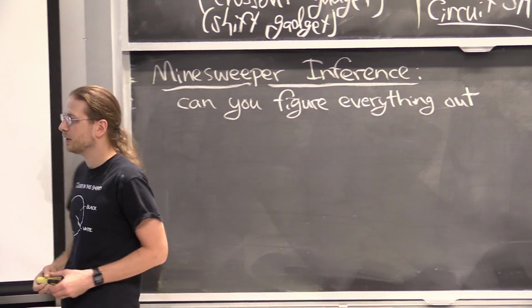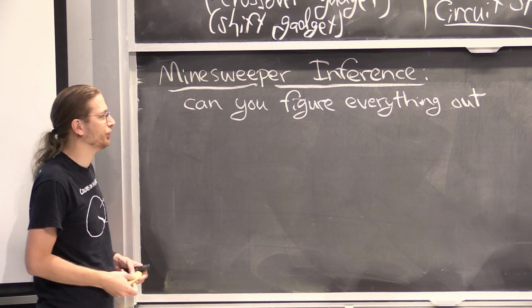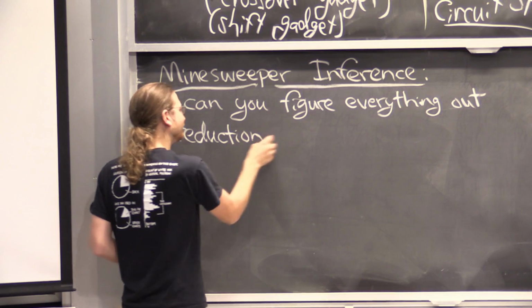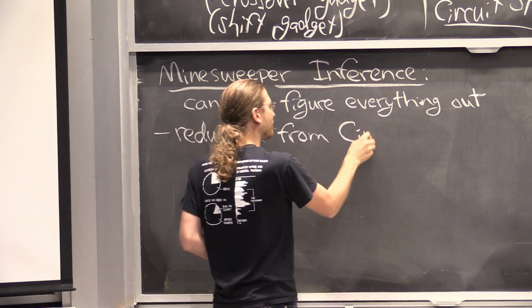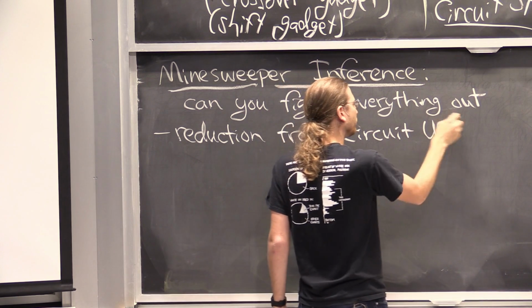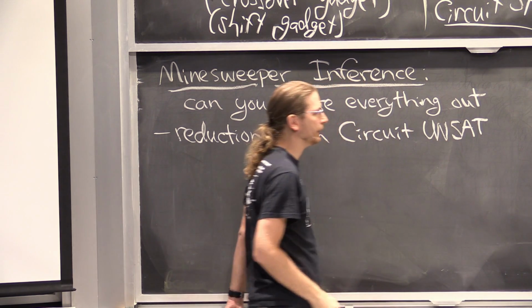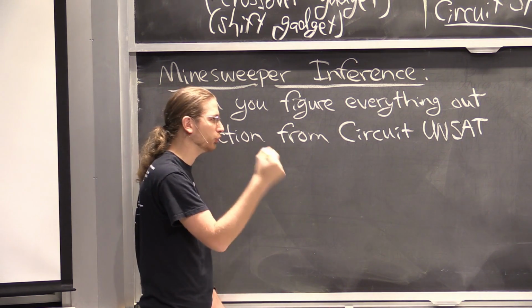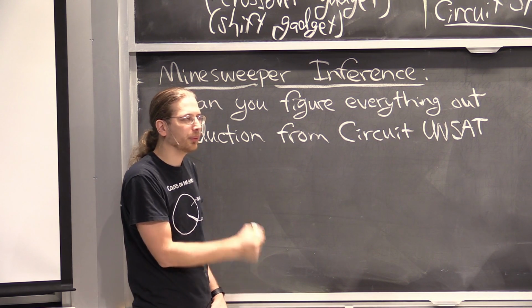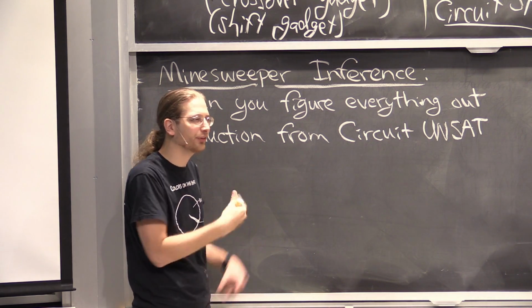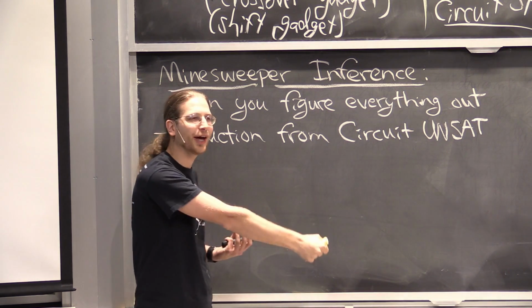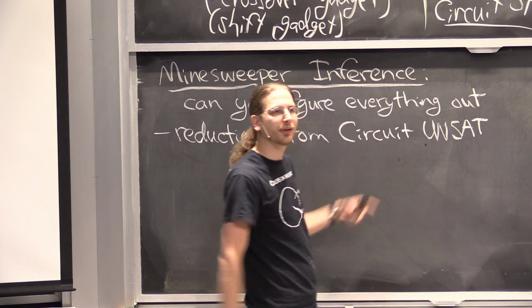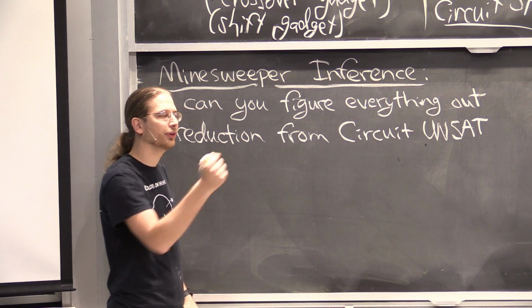Okay, so again, the reduction is from something like circuit SAT. It's going to be a reduction from circuit UNSAT, unsatisfiability. So with satisfiability, you want to set the variables so that the outcome is true. You might say, well, I could try to set the variables so the outcome is false. That's the same problem. That won't change anything. You just put a not at the end. Unsatisfiability means that you cannot satisfy this formula. There's no way to set the variables to make the output true.